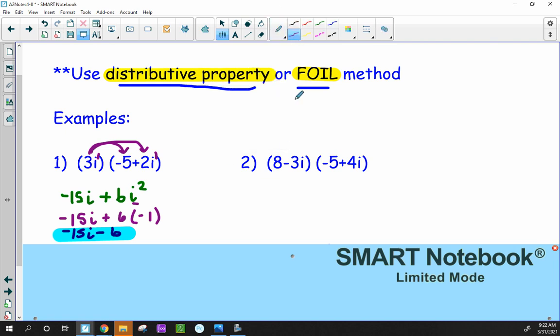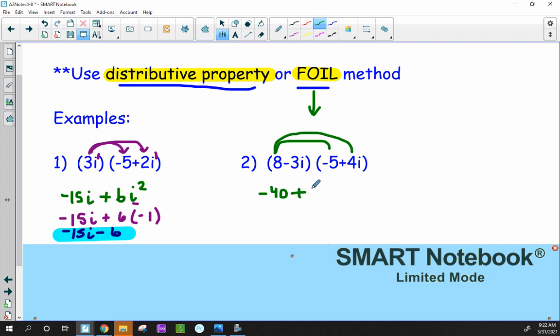Okay, question 2. Notice that in example 2, you have a complex number, two terms here, parentheses around it. There is no plus or minus sign in between. Then you have a second complex number with parentheses around it as well. This is a multiplication question. Because it has two terms in the first parenthesis and two terms in the second, you're going to use FOIL for this problem. First is going to be 8 times negative 5. Outside is going to be 8 times positive 4i.